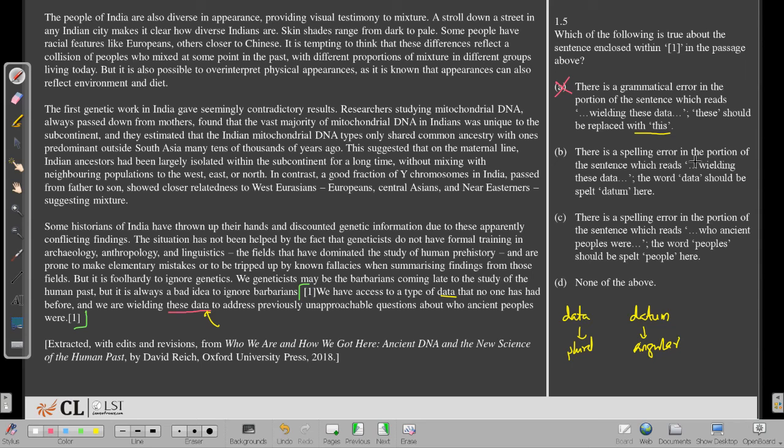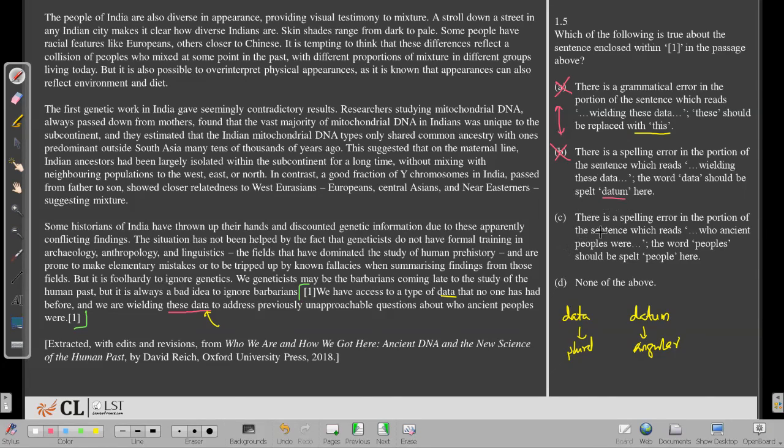There is a spelling error in the portion of the sentence which reads "wielding these data." The data should be replaced with the word datum. No, datum is singular. This datum, these data. And so it's the same. A and B are talking about the same kind of issue. Okay, there is no problem there.